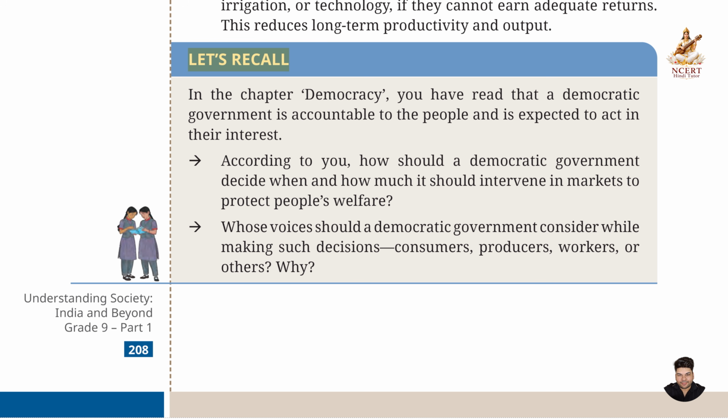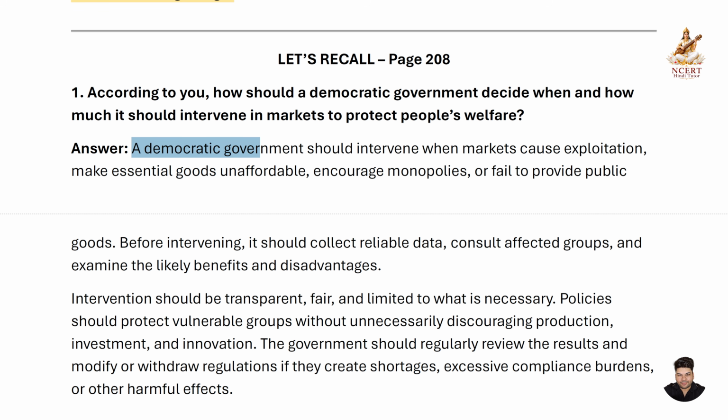Let's recall page 208. In the chapter Democracy, you have read that a democratic government is accountable to the people and is expected to act in their interest. First, according to you, how should a democratic government decide when and how much it should intervene in markets to protect people's welfare? Answer: a democratic government should intervene when markets cause exploitation, make essential goods unaffordable, encourage monopolies, or fail to provide public goods.